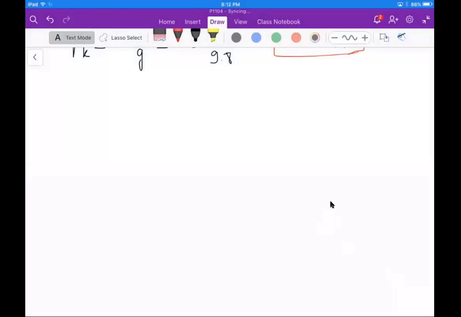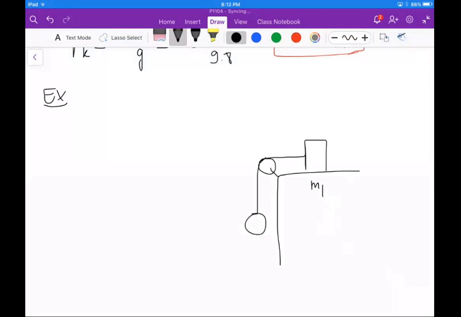Okay, so let's solve the problem again. I will draw the figure. So the final example is two objects connected with a cord. We have here the plane. This is the pulley over there. It's connected to a block on one side and a ball on the other side. So this is M1 and this is M2.